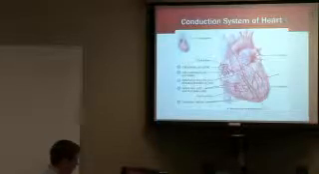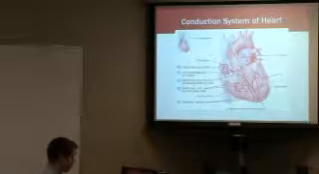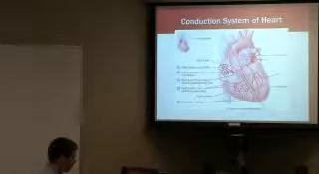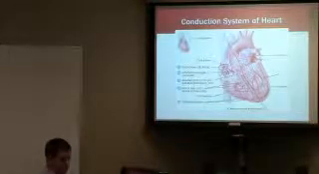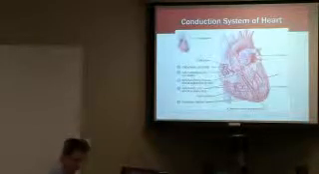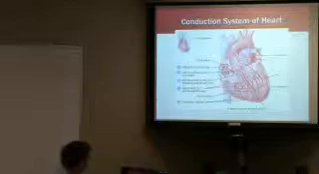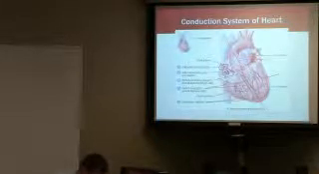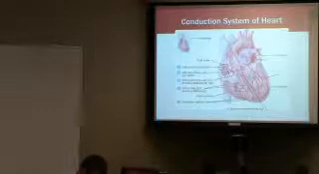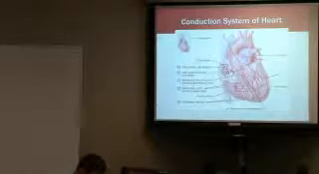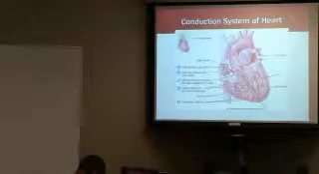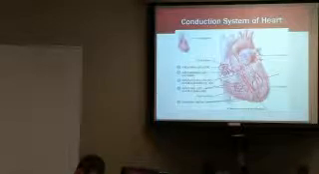If something happens to the SA node, the AV node then will pick up and become the pacemaker. For example, if there was some type of damage to the SA node. The book might do a little better drawing because it has the arrows. But if you follow the arrows, you see the flow of the electrical activity in the heart. And then the Purkinje fibers, which is the very bottom there, that's what goes into your right and left ventricles. Does everybody see that? Yeah.